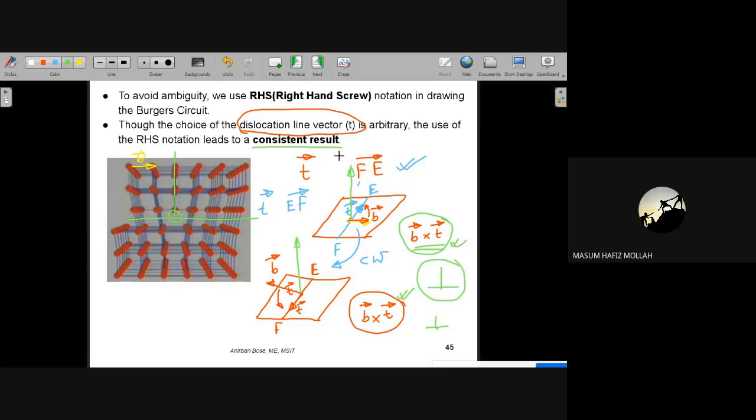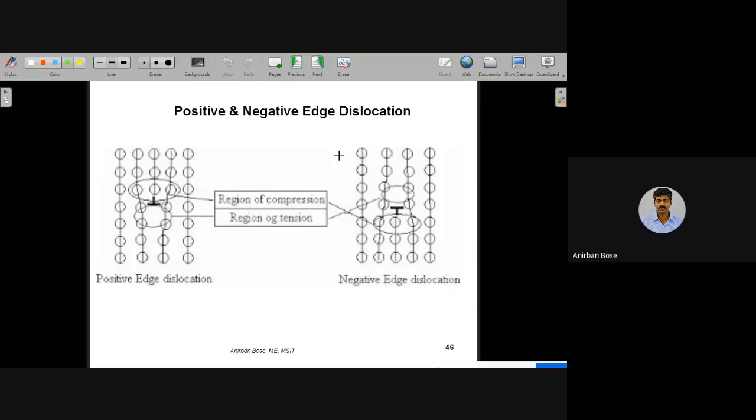Yes, sir, clear. Okay, so now you can see in this picture positive and negative edge dislocation have been shown. Only the front view has been shown for the positive edge dislocation, the picture that we have just seen. Here you can see the negative edge dislocation, where the part plane is at the bottom and the top part has no plane. So the part plane is at the bottom.